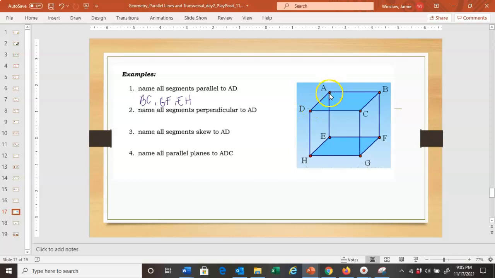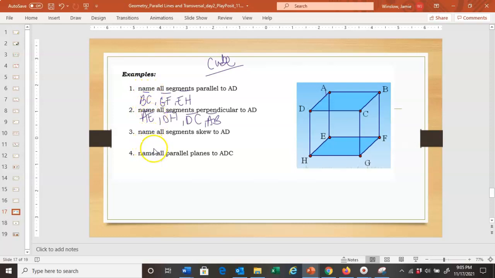Number 2, name all the segments perpendicular to AD. So all those that meet at that 90-degree angle, and we know it's 90 degrees because it's a cube. Even though I didn't tell you, I'm going to tell you now. It is a cube. So we have AE meets it there at that 90 degrees. DH, certainly. DC, and AB. These are all segments. Sorry, I don't have all the little segments written above.